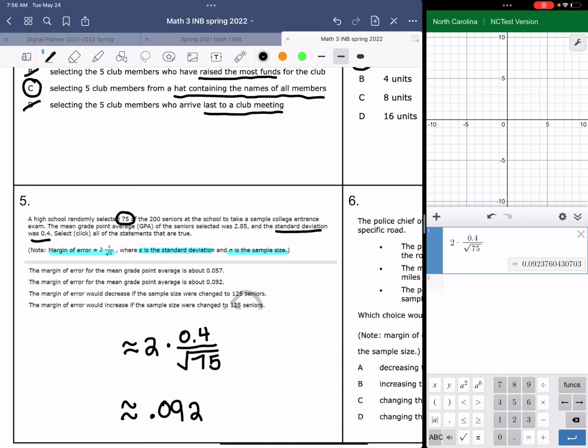0.0923 repeating. So when I'm looking at this, it says the margin of error mean grade was 0.057. Well, that's not right. Then we get the margin of error mean grade is 0.092. So there we go. There's our margin of error for that particular example.